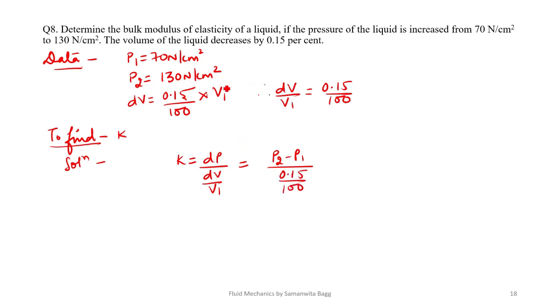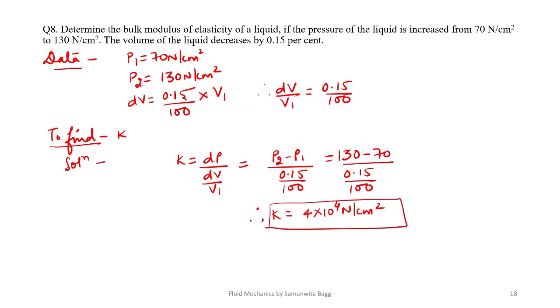Now you must be wondering why I am not using the negative sign. The ultimate value of K is a modulus. It is never going to be negative. The negative sign was only indicating that there is a decrease in volume when the pressure increases. So I am not adding the negative sign. This value is 130 minus 70 upon 0.15 by 100. So when I solve this, I get the value of K as this value obtained.